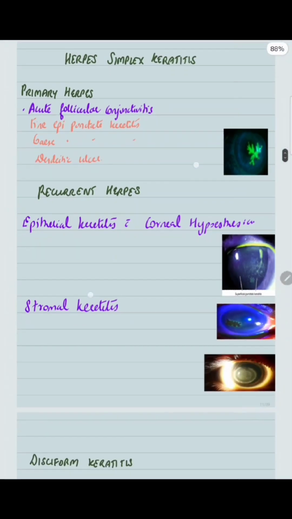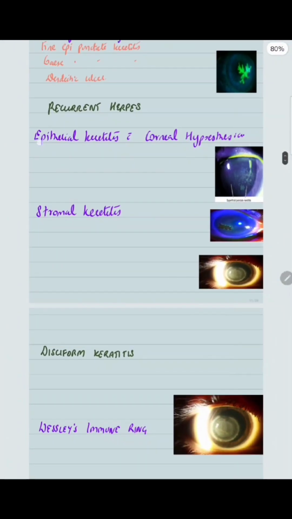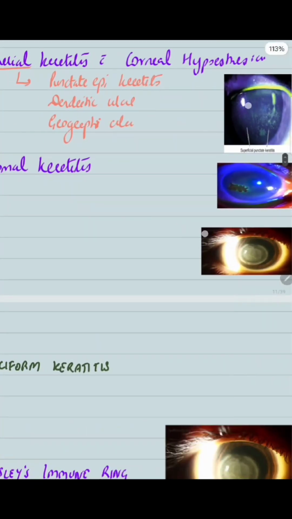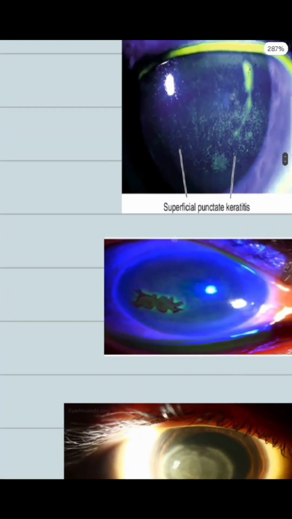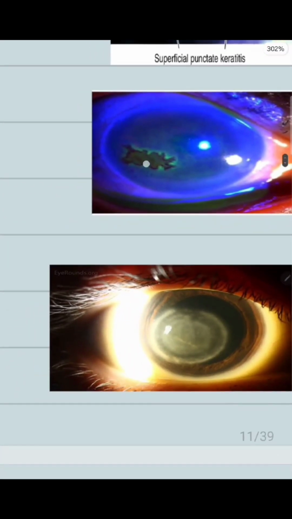Recurrent herpes epithelial keratitis is characterized by corneal hypoesthesia, punctate epithelial keratitis, dendritic ulcer, and geographic ulcer. This is a dendritic ulcer here. These are the superficial punctate keratitis; on fluorescein staining, we can see these punctate erosions in the cornea. And this is the geographic ulcer.